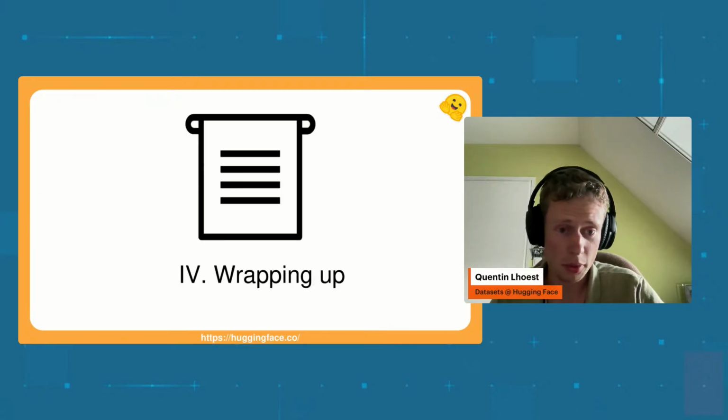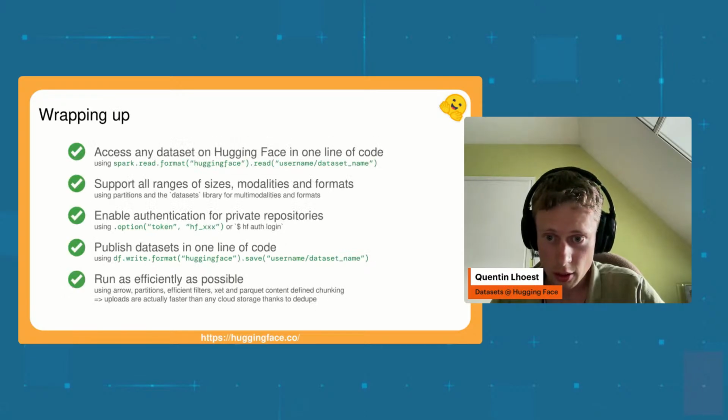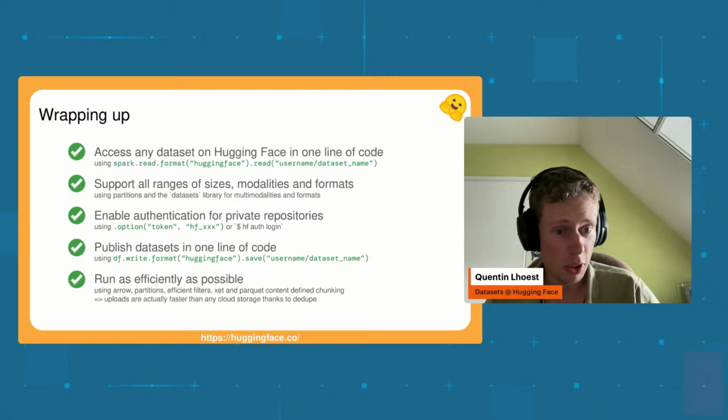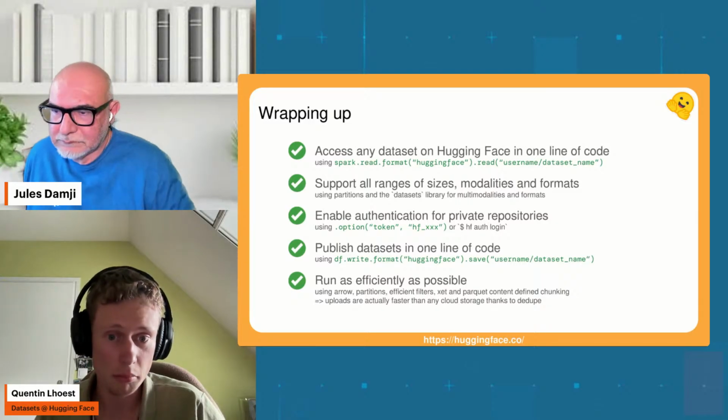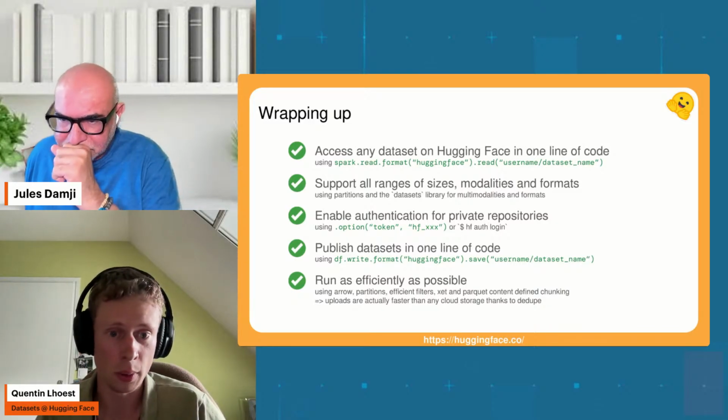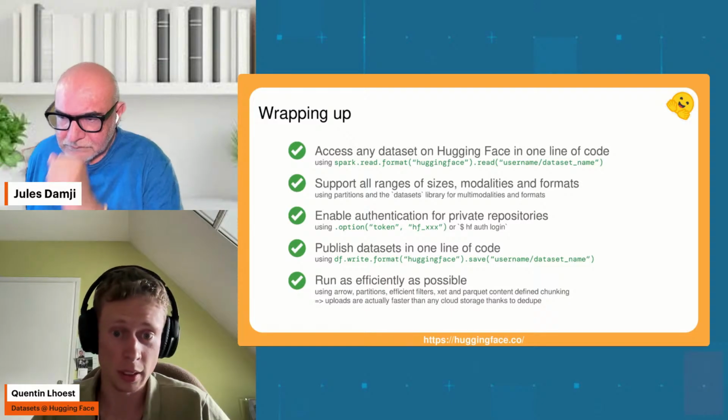All right, wrapping up with all those features, just to summarize a bit. If we go back to our goals, now we can, thanks to the data source for Hugging Face, access any dataset on Hugging Face in one line of code. Just use spark.read.format("huggingface") and then pass the name of the dataset you want to load. We support all ranges of sizes, modalities, and formats using partitioning, using the datasets library that does the reading to support formats like WebDataset.